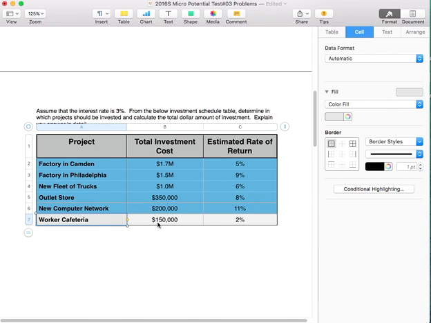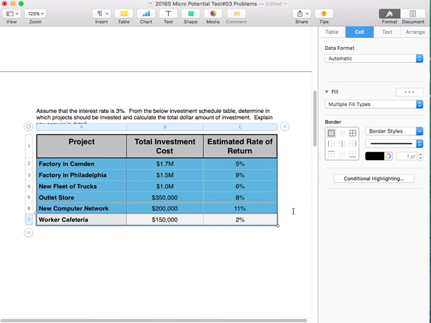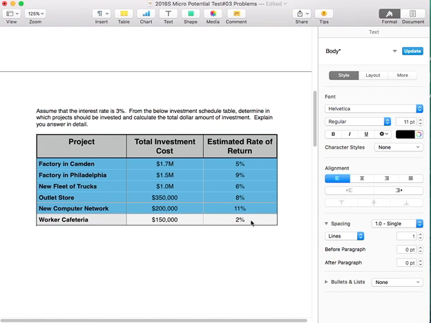And finally, we have a new cafeteria for our workers. The estimated return is 2%, which is less than 3%. So we will not engage in building the worker cafeteria because it's going to cost us more to borrow the money than the estimated rate of return of building that new cafeteria for our workers. So we will not engage in building the new worker cafeteria.